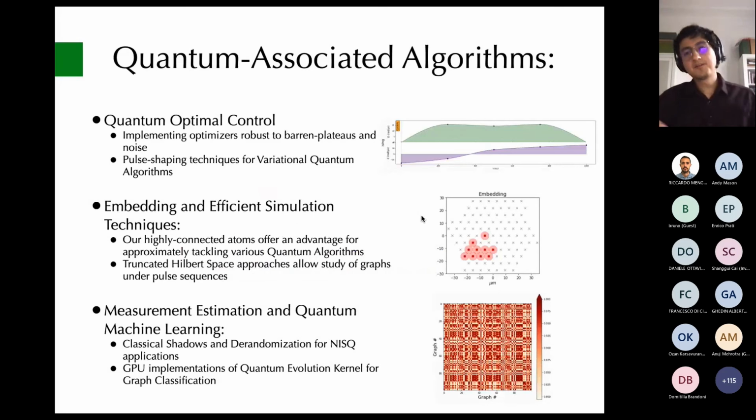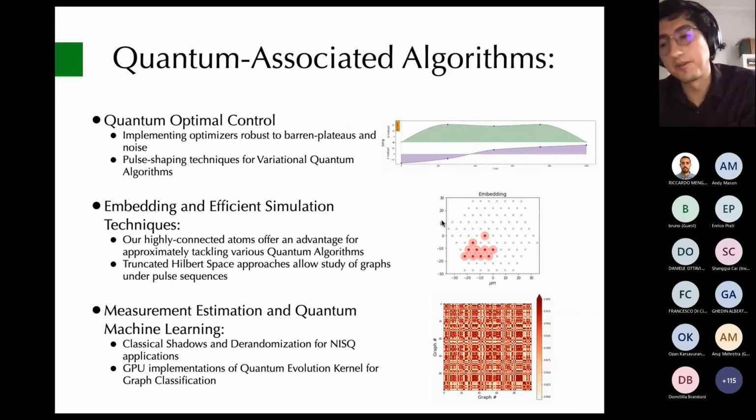Now, associated to all of these simulations, there are what we call quantum associated or quantum inspired algorithms. And there are many tasks that are related to the actual running of a quantum algorithm. For example, if you have pulses at your disposal, then you might be asking, what is the best way of applying them? What are the best pulse shaping techniques? How can I introduce a good cost function and a good optimizer that allows me to defeat any barren plateaus or noise, or actually to avoid them? This is what is called quantum optimal control in general.